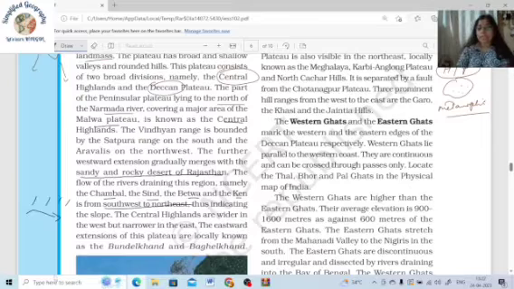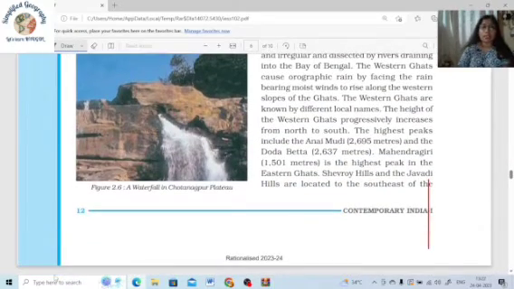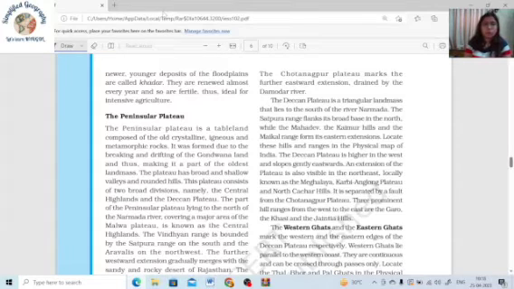The central highlands are wider in the west but narrower in the east. The eastward extensions of these plateaux are locally known as Bundelkhand and Baghelkhand. Okay, so the peninsular plateau is divided into several parts: Central Highlands, Baghelkhand, Bundelkhand, Chotanagpur Plateau, Assam Plateau and Deccan Plateau. Let's begin with Chotanagpur Plateau.